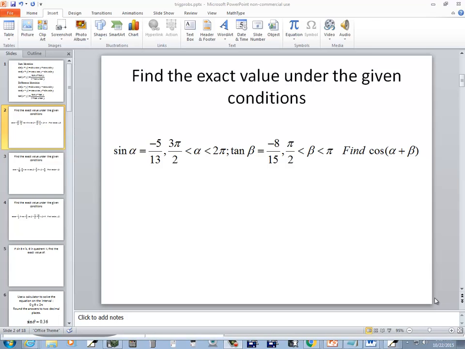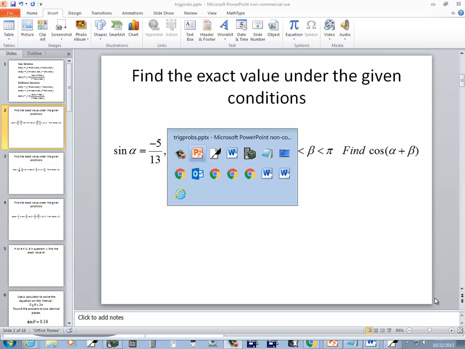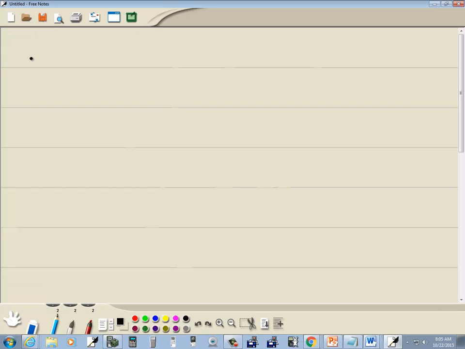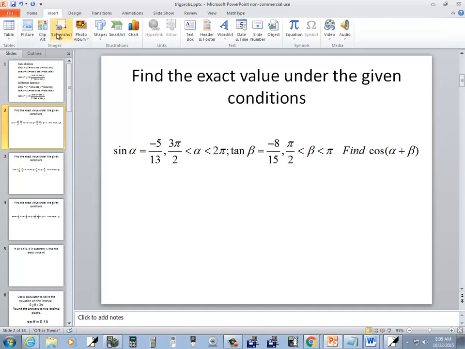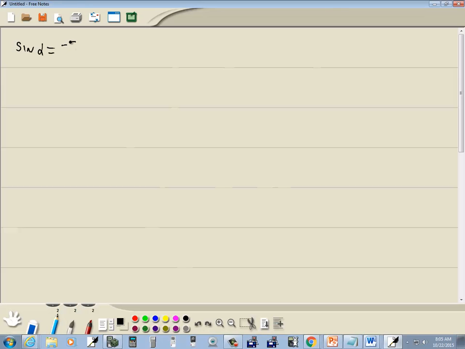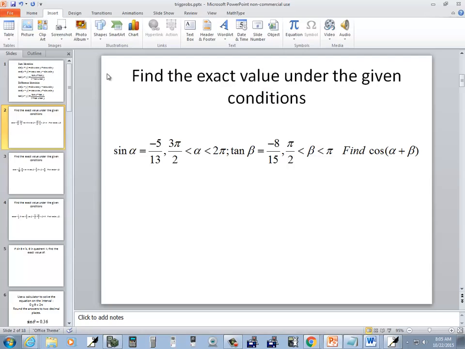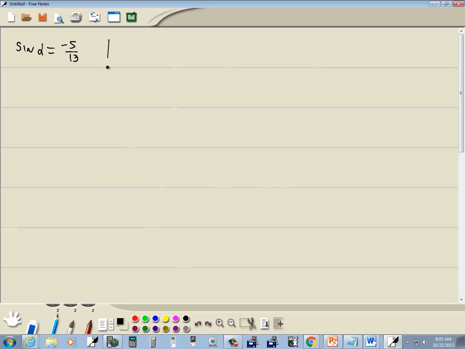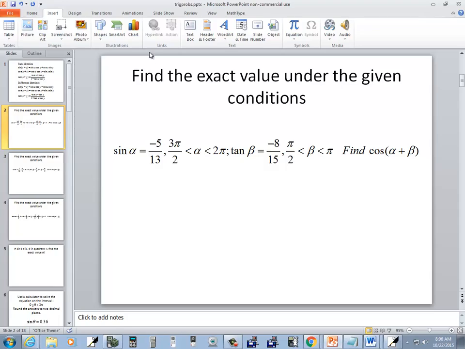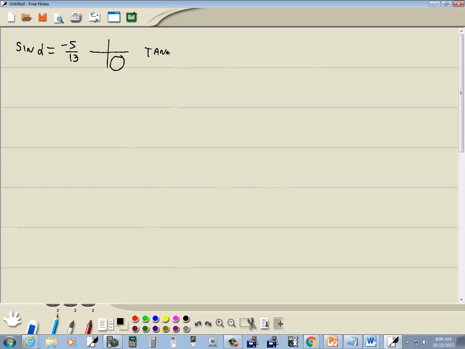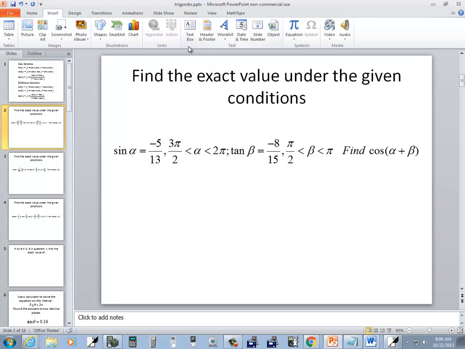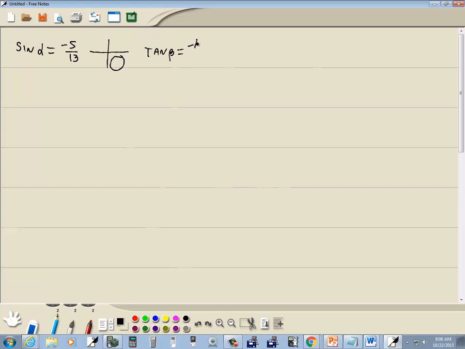Let's take a look at this problem. We're given sine alpha is equal to negative 5 over 13, with alpha from 3 pi over 2 to 2 pi. Well, 3 pi over 2 to 2 pi would be quadrant 4. And we're given tangent beta is equal to negative 8 over 15.